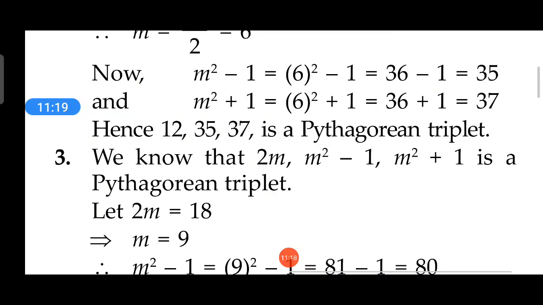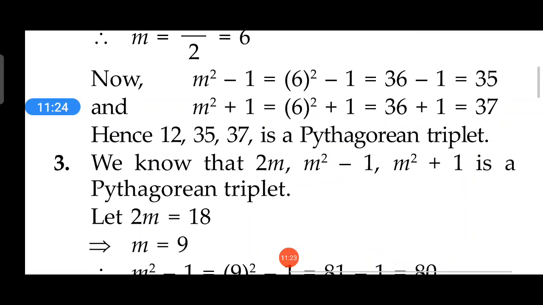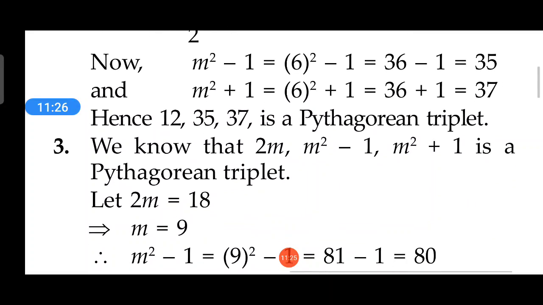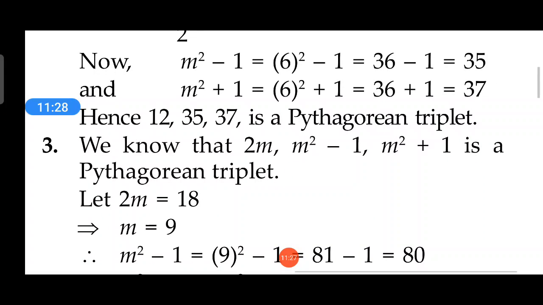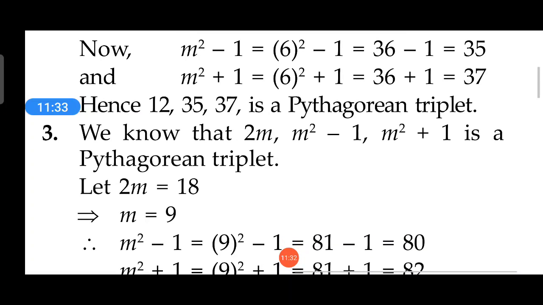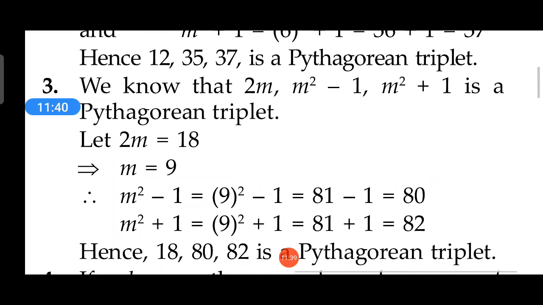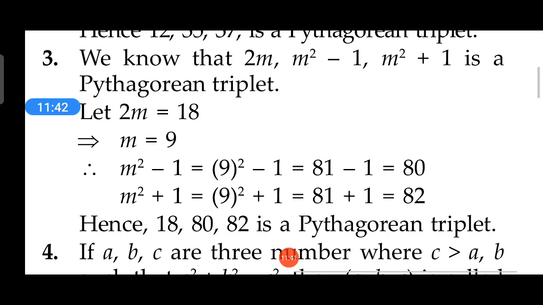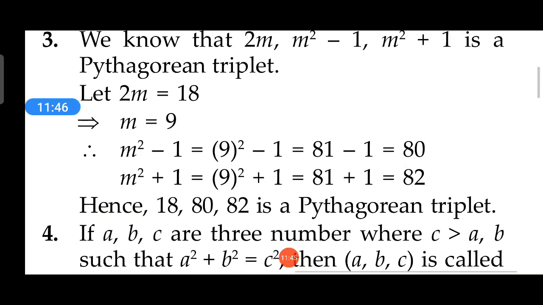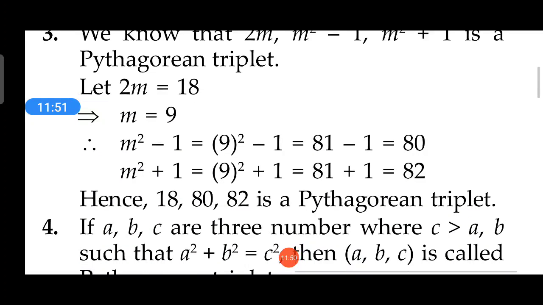Third question: one number of a Pythagorean triplet is 18. Find the other two members of the triplet. The method is the same. We know that 2m, m square minus 1, m square plus 1 is a Pythagorean triplet. Now keeping 18 in the first, 2m is equal to 18, m will be 9, then we'll put the value here, so we'll get 80 and 82. So here 18, 80 and 82 is a Pythagorean triplet.